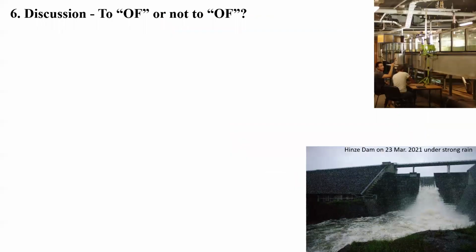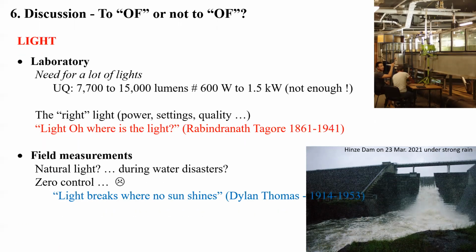So if I try to reflect on the experience at the University of Queensland of using an optical technique in three different ways: laboratory side view, laboratory top view, and field observation, one of the key challenges is always the light. In the laboratory, we need a lot of light, and it's not obvious to get it right. In the field, we have zero control. Light, or where is the light, as says the poet.